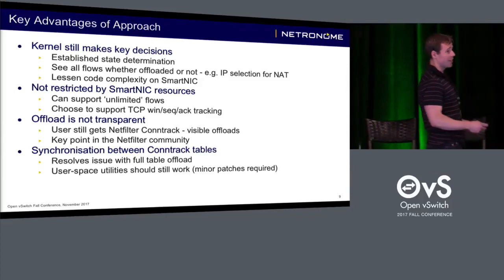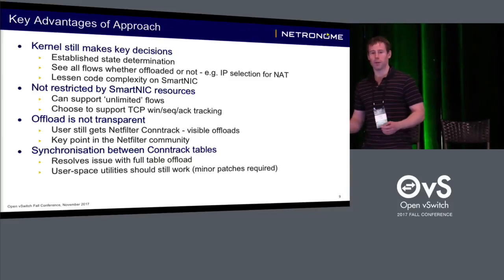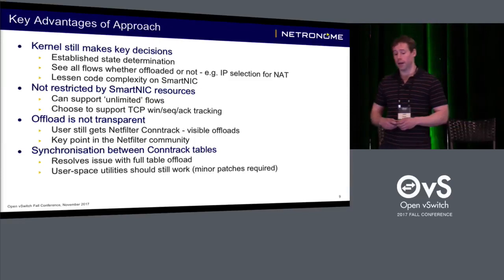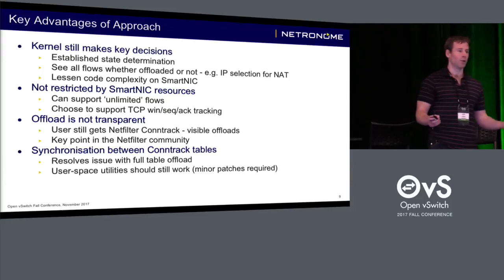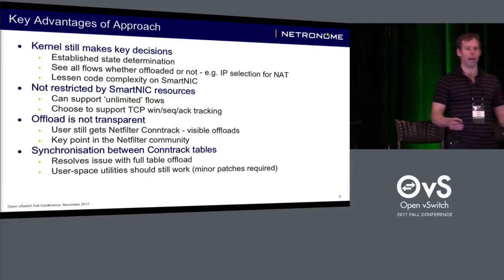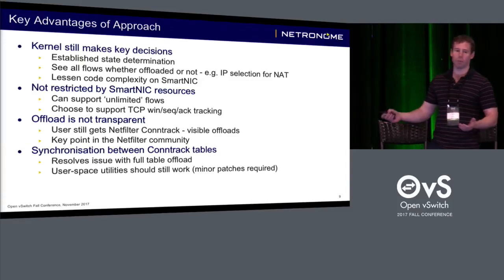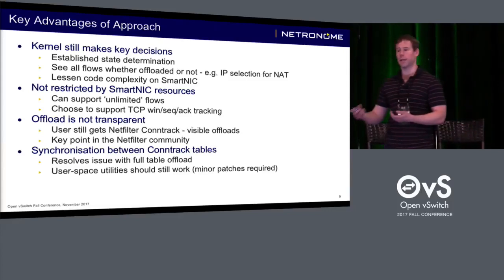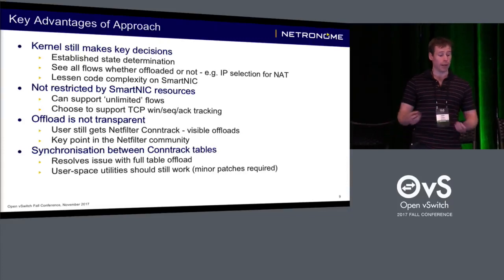I've also said that we're not restricted necessarily by the SmartNIC resources, and maybe put that in quotes, because it's not true, but I said we can support unlimited flows. What I really mean by that is that if our hardware offload device has X amount of memory and can store N Conntrack flows, that doesn't mean that N is necessarily our limit, because we're still bringing the kernel into this. If we, for example, fill up all our hardware entries, we can still let flows pass through the kernel, still be tracked correctly, and then maybe if flows start timing out on the hardware, we can choose to offload them at a later stage.